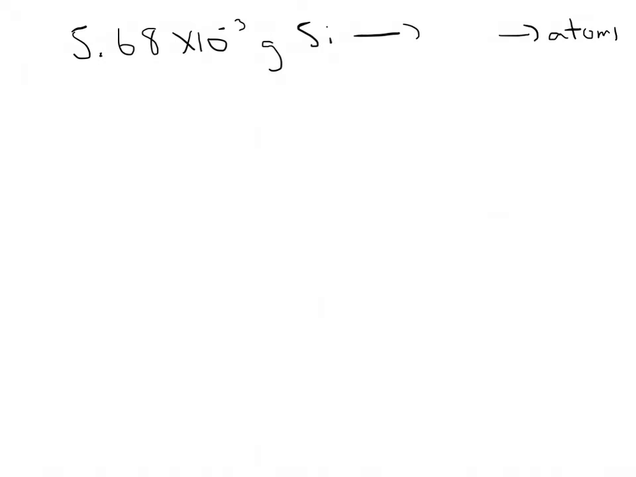Let's say that I have, and we'll do a shortcut here, 5.68 times 10 to the negative 3rd grams of silicon. And I want to know how many atoms this is. So this is a multi-step conversion. To go from grams to atoms, you can't go directly. You have to stop and convert to mole first. So you first go from gram to mole, and then from mole to atoms. So we set this up as a 2-step conversion.